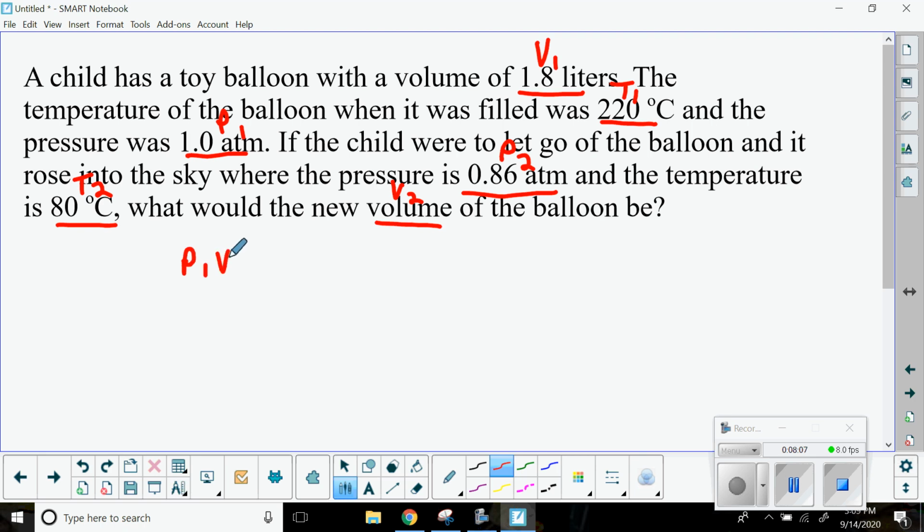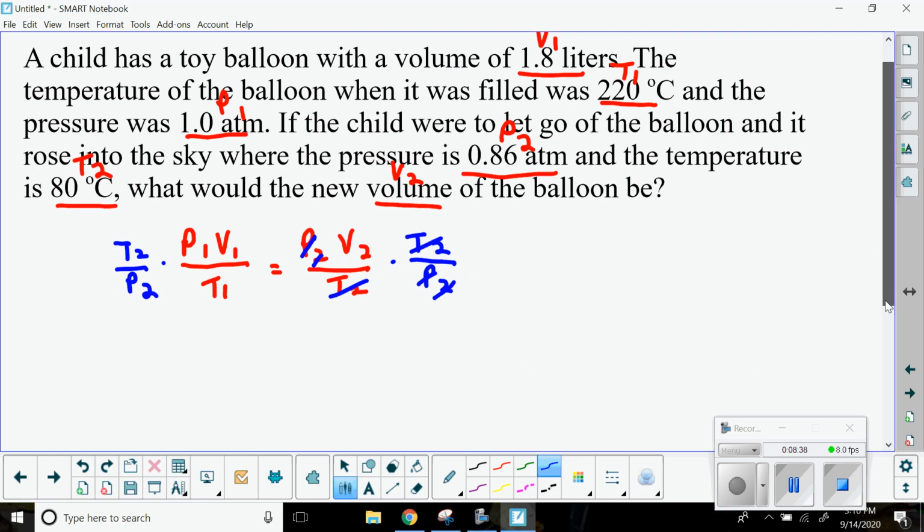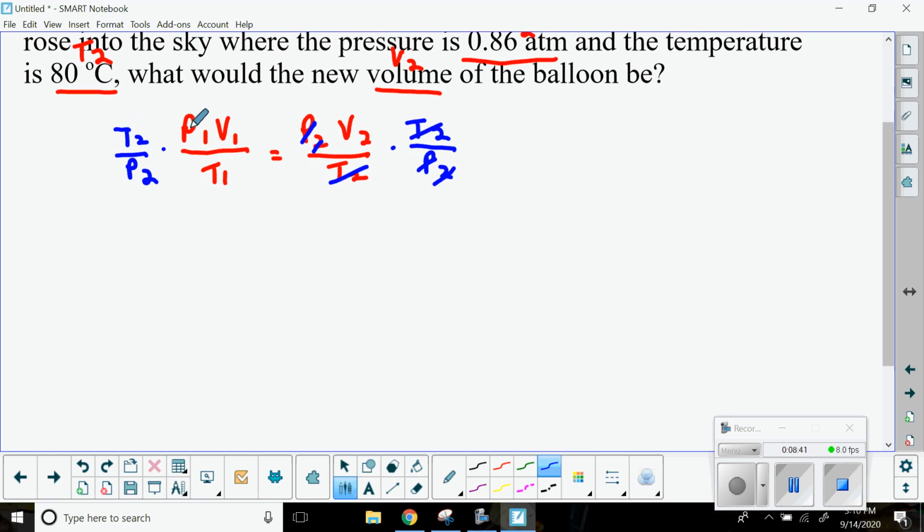So here's my combined law, and I want to isolate V2. So I'm going to multiply both sides by the reciprocal of T2 divided by P2. And that's going to allow me to cancel out the second temperature on the right, the second pressure on the right, and I'm left with this expression: P1 times V1 divided by P2 times T1.